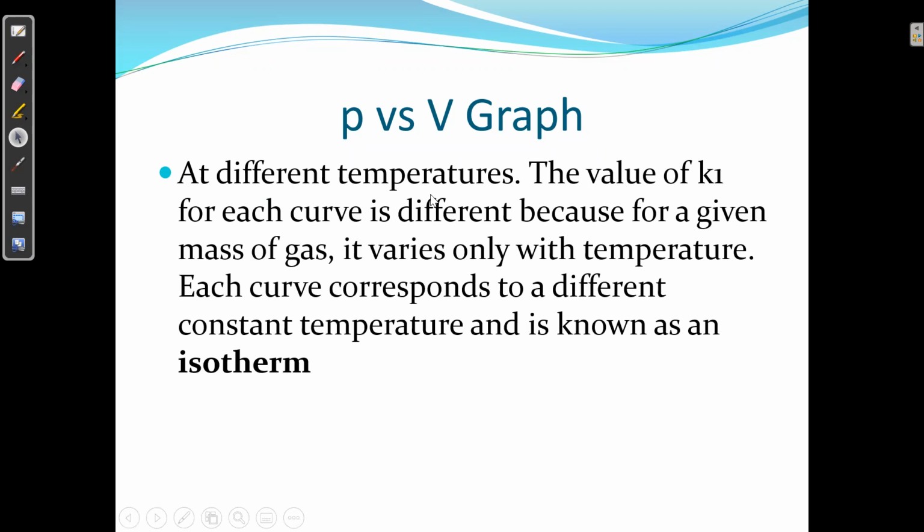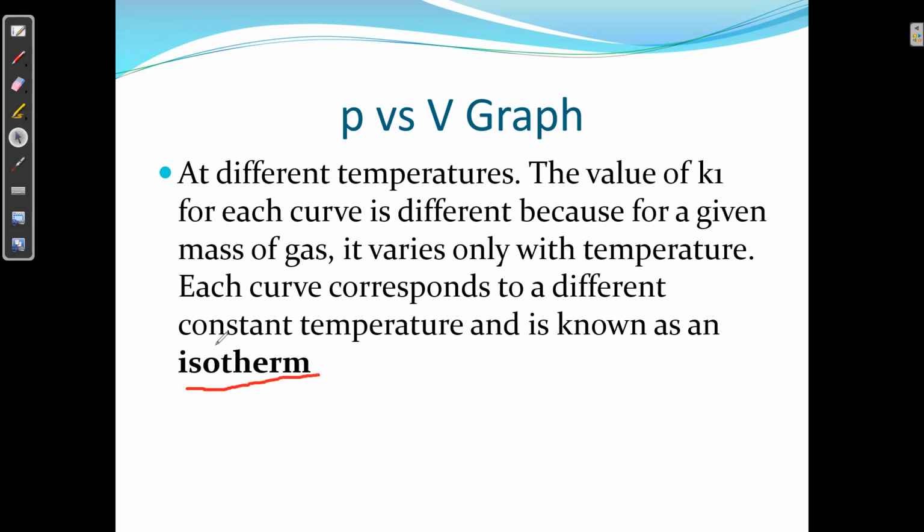Here what is constant? Temperature is constant. Any process or reaction which occurs at constant temperature is called isothermal. What is the meaning of isotherm? The reaction occurs at constant temperature. So when any process or reaction occurs at constant temperature, that is called isotherm.